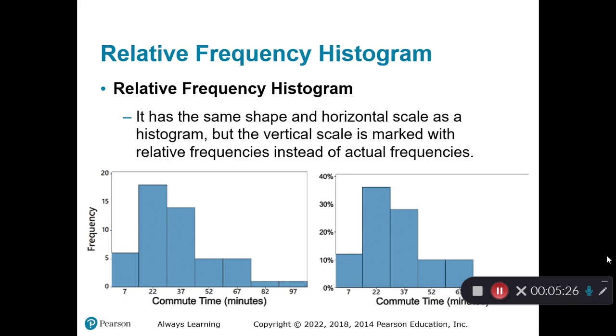So to go from a typical histogram to a relative frequency histogram, the only modification that would need to be made is to adjust how we label the vertical scale or the y-axis.